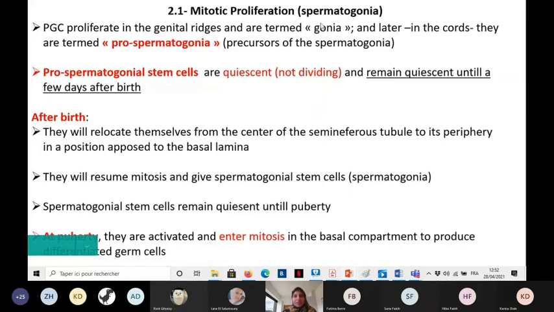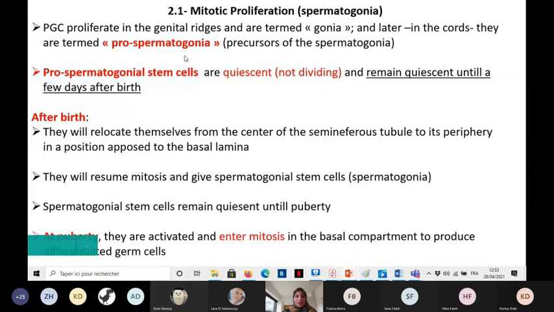Okay, those PGC, we can start to call them gonia, and later they will be termed prospermatogonia. You don't have to know those details, but it is to clarify the ideas. So during embryogenesis, the PGC will become prospermatogonia, or precursors of spermatogonial cells, of what will be the spermatogonia.